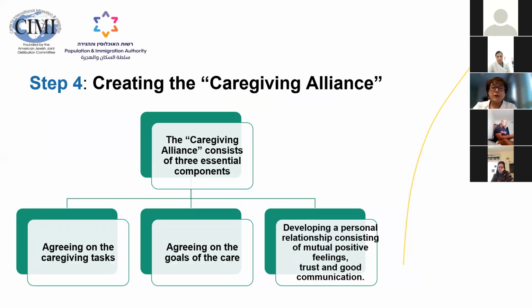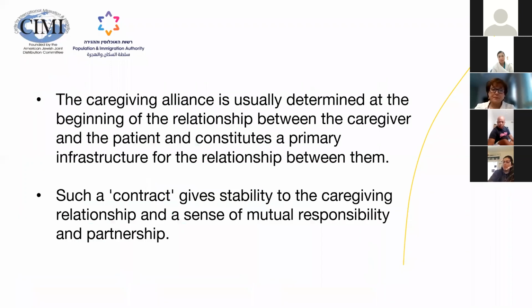Okay, step number 4, creating the caregiving alliance. And again, this is part of being proactive. The caregiving alliance consists of 3 essential components: agreeing on the caregiving task, agreeing on the goals of the care, and developing a personal relationship consisting of mutual positive feelings, trust, and good communication, right? This sums up what we're talking about.